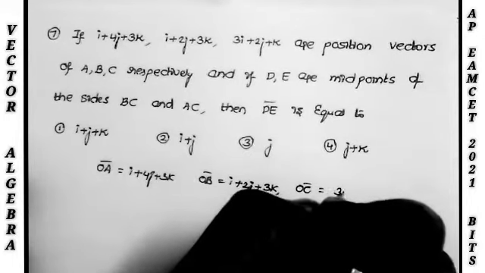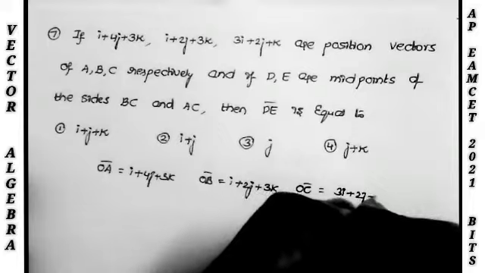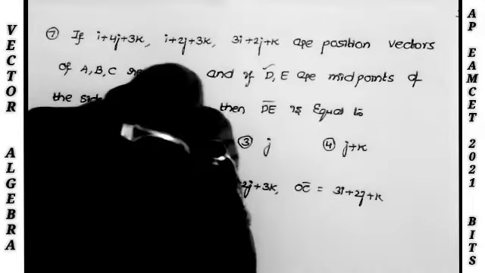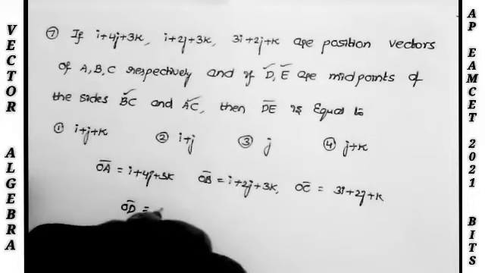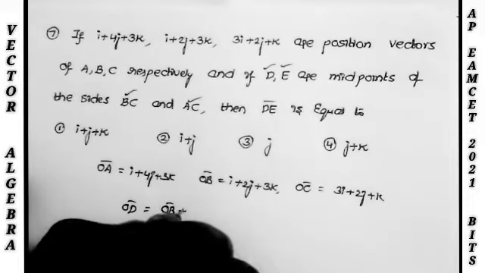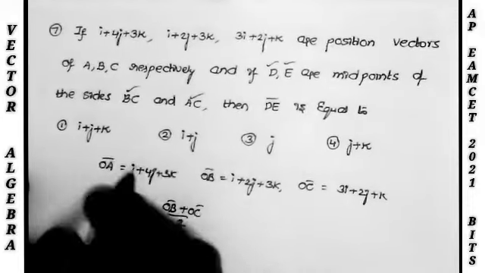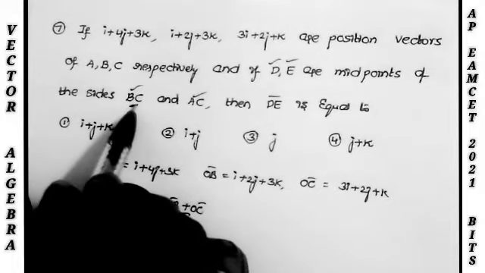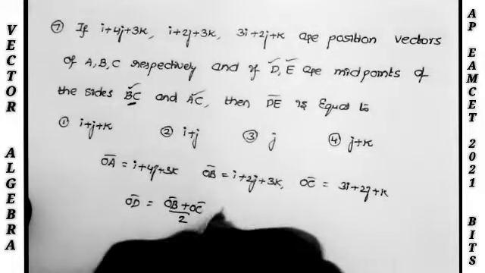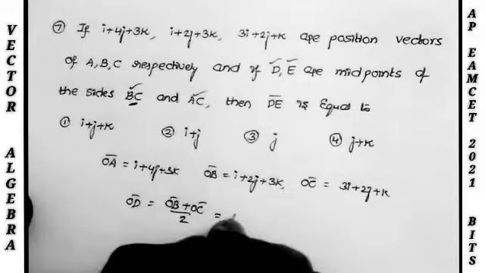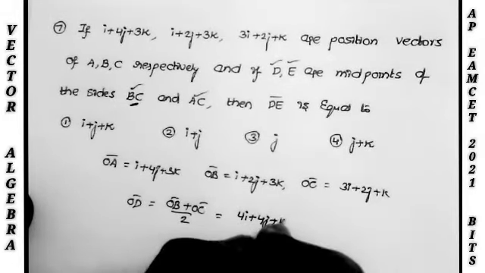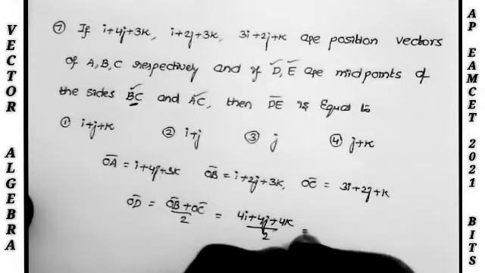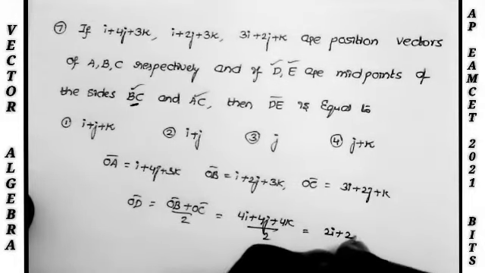And also given that D is the midpoint of side BC, and E is the midpoint of side AC. That is, OD bar is the midpoint of side BC. We will take the formula as (OB bar plus OC bar) by 2. So here this is 3i plus i, 4i plus 4j plus 4k, by 2, which is nothing but 2i plus 2j plus 2k. So this is nothing but the OD bar vector.